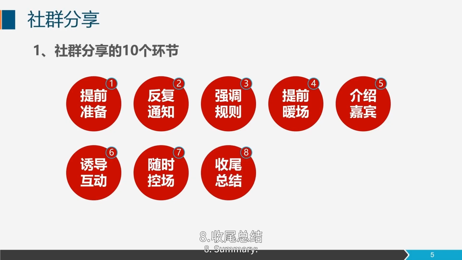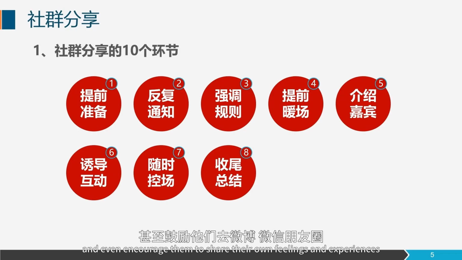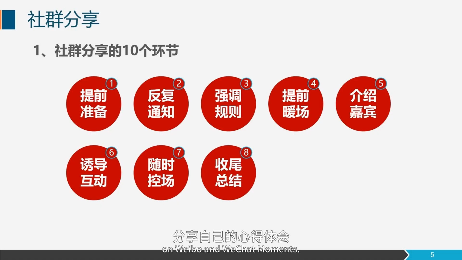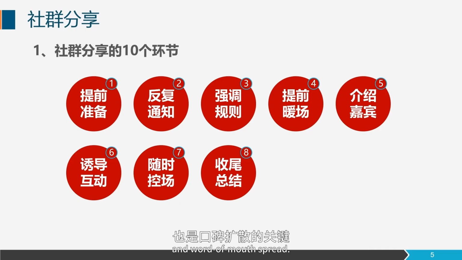8. Summary. After the sharing, it is necessary to guide everyone to summarize the sharing and even encourage them to share their own feelings and experiences on Weibo and WeChat moments. This kind of sharing is crucial for internet community operation and word-of-mouth spread.